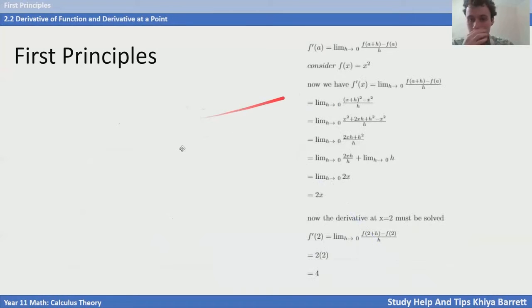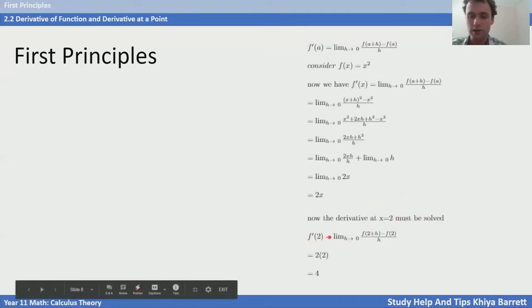So let us solve this question here. We are going to consider f(x) equals x squared. Now we have f'(x) equals the limit as h approaches 0 of (f(x plus h) take f(x)) over h, and you substitute it in. What you're going to find is that the derivative of x squared is 2x when you use these limits. Now the derivative at x equals 2 must be solved. So what is the derivative at x equals 2? Well, we know that the derivative of f(x) is 2x, so we can just put that 2 in and get 4.